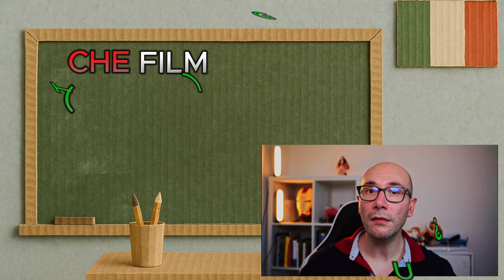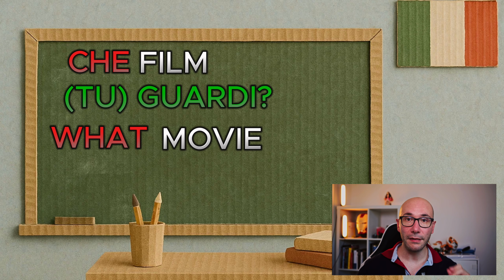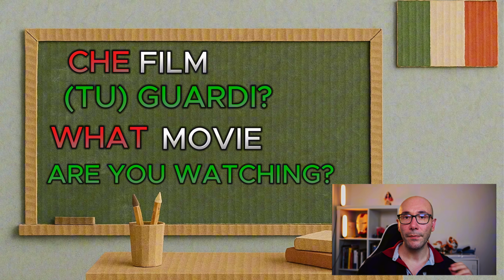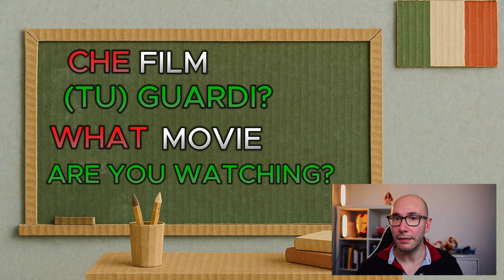Che, it is often used when you're about to ask the nature or the type of something. Che film guardi? What movie are you watching? It differs from quale, because with quale I'm referring to a group of something and I ask about one particular case. But che, it is way more generic. Che film guardi? What movie are you watching?